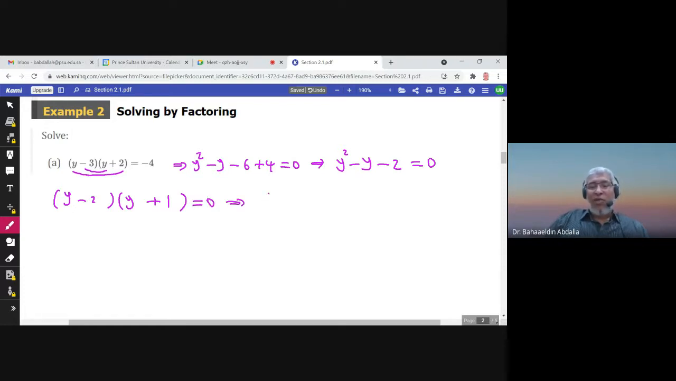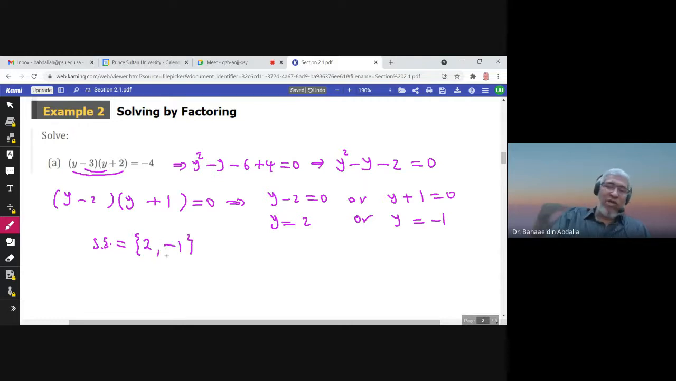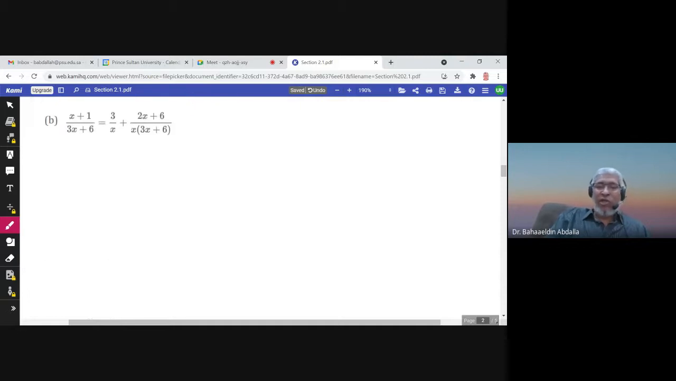And now we can use the zero product property and have either y minus 2 equals 0 or y plus 1 equals 0. So either y is 2 or y is negative 1, and the solution set of this equation will consist of the two numbers 2 and negative 1, and you can check them in the original equation as usual.